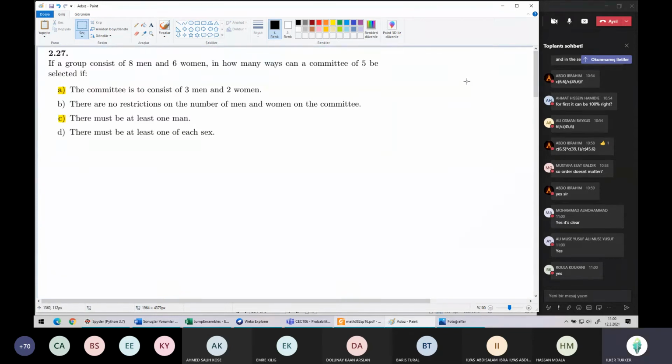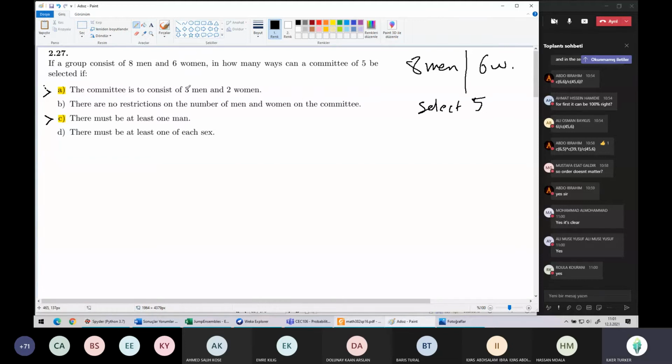If a group consists of 8 men and 6 women, in how many ways can a committee of 5 be selected if... Let's solve part A and C.